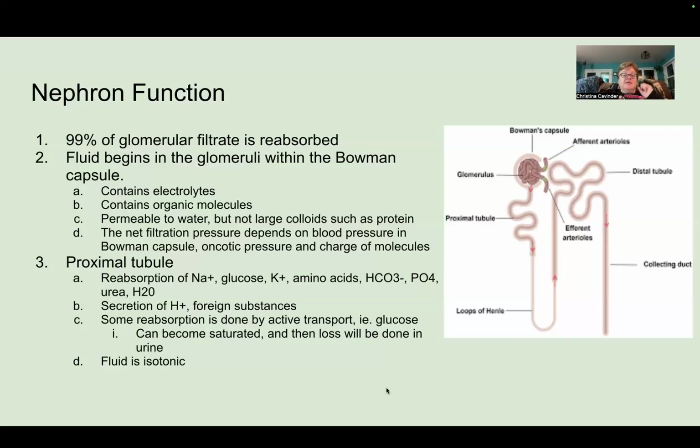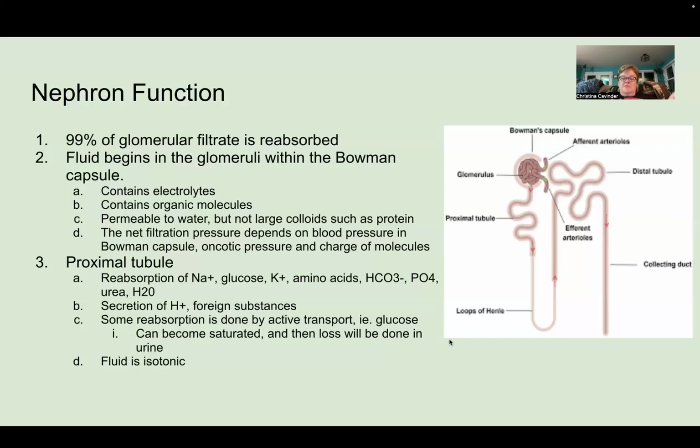Sorry about that. The proximal tubule, like I said, reabsorbs sodium, glucose, potassium, amino acids, bicarb, phosphates, urea, and water. Secretion of the hydrogen ion is here. So this again depends on the pH of the blood, how much extra hydrogen ion you have floating around in your blood, and foreign substances like drugs. So if a drug is excreted through the kidney, it is done in the proximal tubule. That is where the drug is removed.